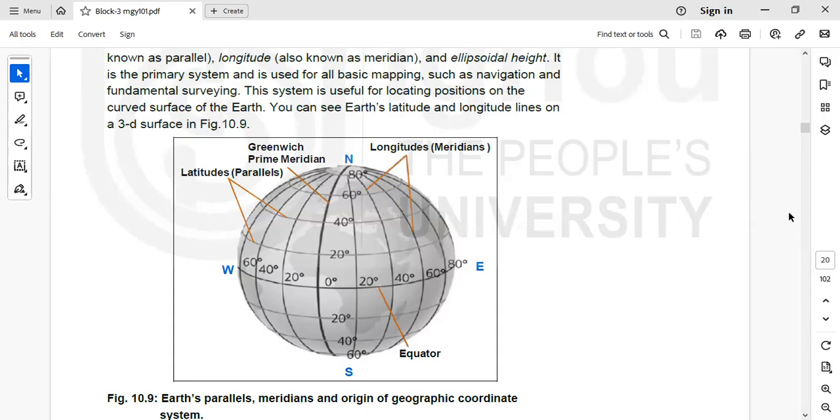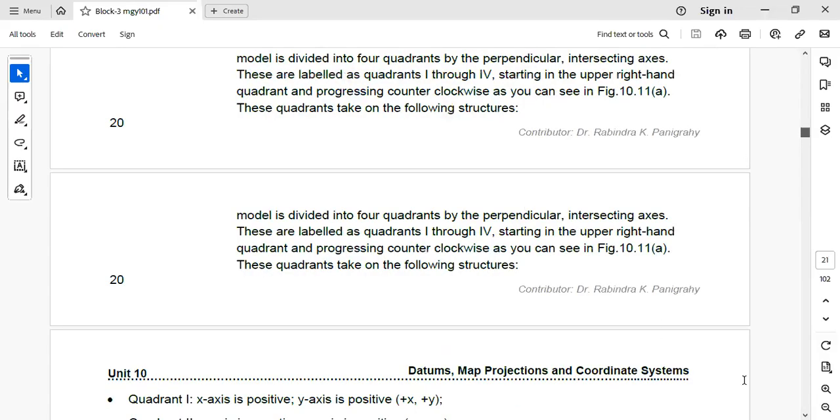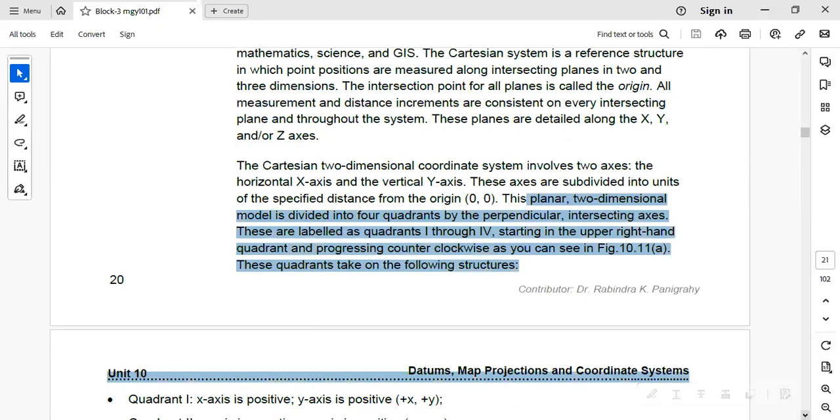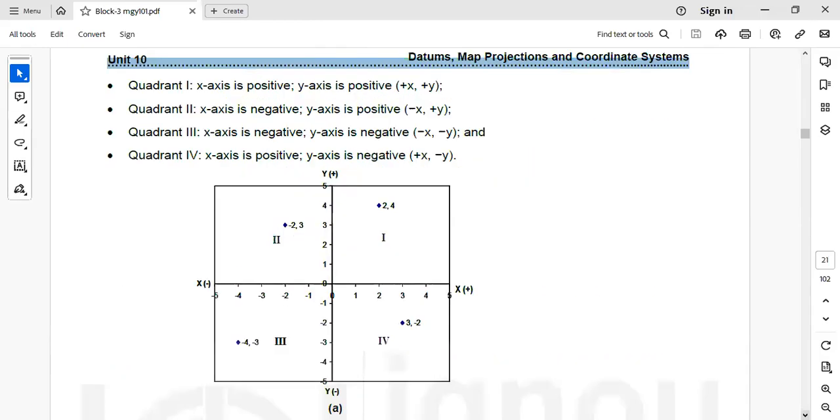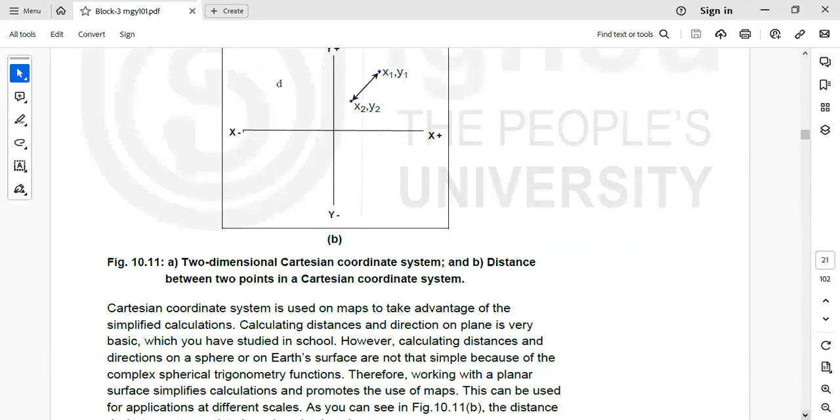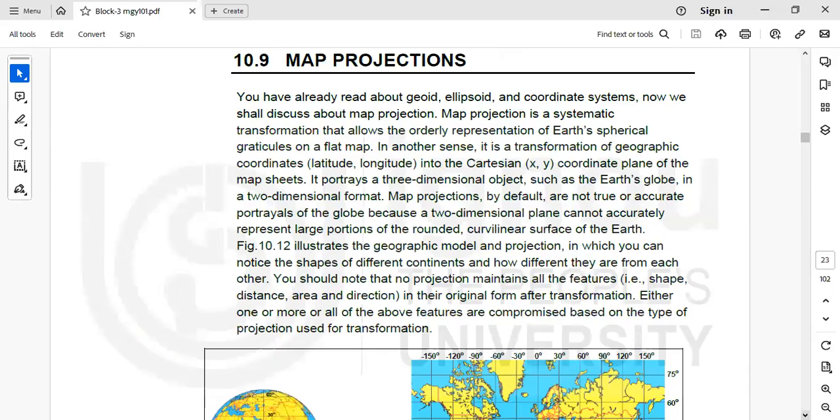So this imaginary system of latitude and longitude is very important to locate any object on the surface of the Earth, and also to set the time zone for a particular country. Similarly, we have the spatial, the Cartesian coordinate system.